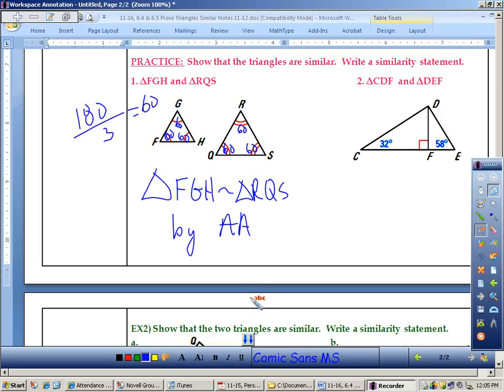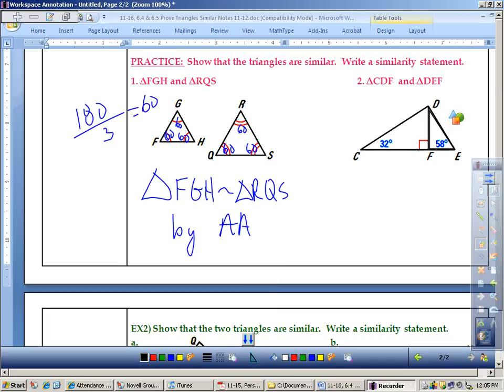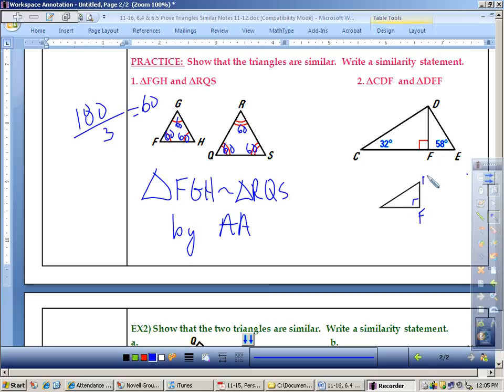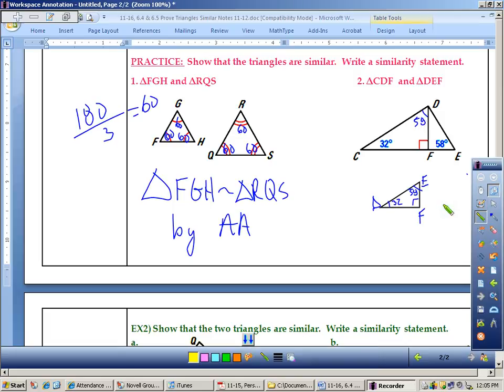And over on this one, I have two right triangles. I know that if this intersects there at 90 degrees, that the angle on the other side is also 90 degrees. So if I orient them in the same position, this would then be F, E, D. This would be the 58. And I know that this is 32, 90, that this one must also be 58, and this would be 32.